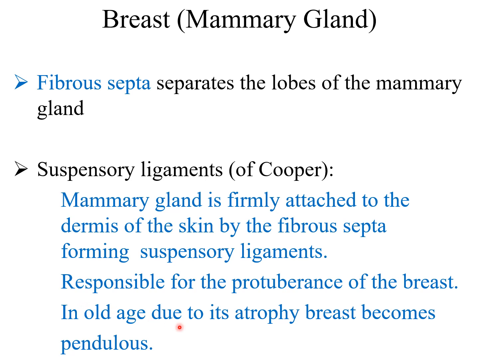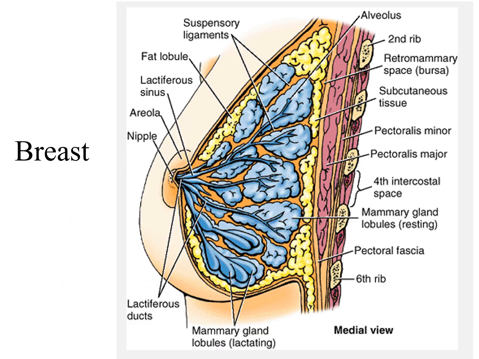While in old age, due to the atrophy of the surrounding tissues and also the atrophy of the suspensory ligaments of Cooper, the breast becomes more pendulous. So the protuberance is not as prominent for that female as it was in earlier life when she was young. So these ligaments are responsible for the protuberance of the breast, and the atrophy of these ligaments causes the breast to become pendulous in old age.